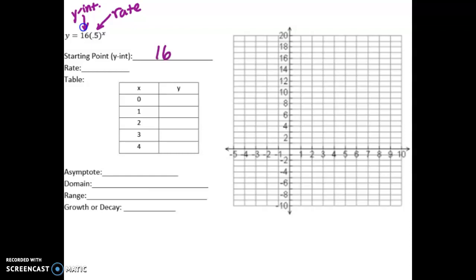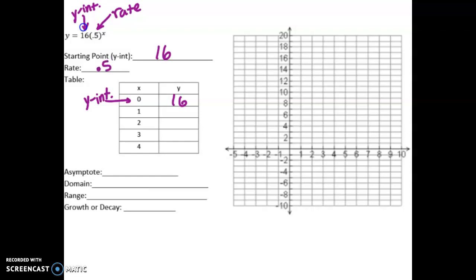And we can include that while we're making our table. Anytime you see 0, that's telling you where the y-intercept should go. So 0, 16 is our y-intercept. Now our rate is 0.5.